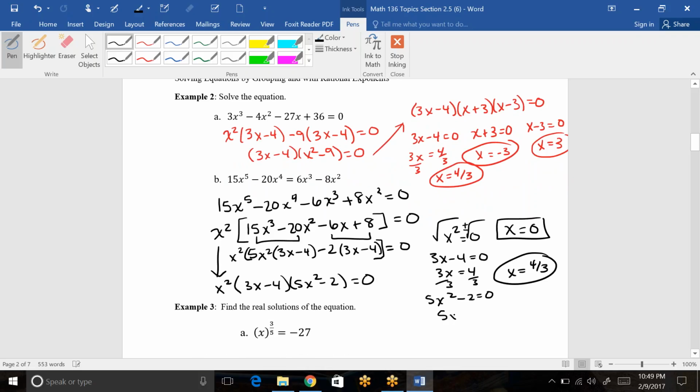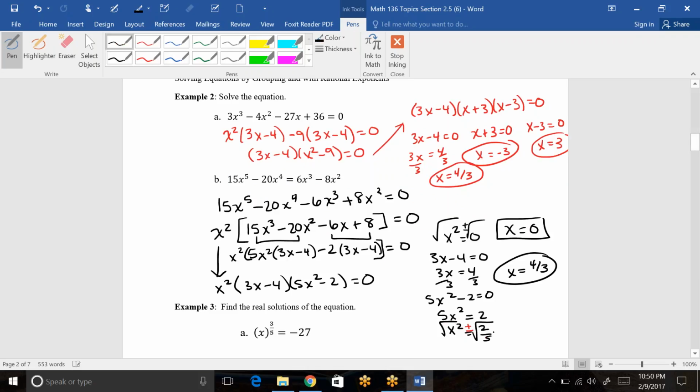And the last one is 5x squared minus 2 equals 0. We would add 2 over, trying to get this to be x squared by itself, so we can do the square root again. Divide by 5. And I'm going to take a square root of both sides, remembering to put in my plus or minus on the right side. So using that something squared equals a number, that square root method.